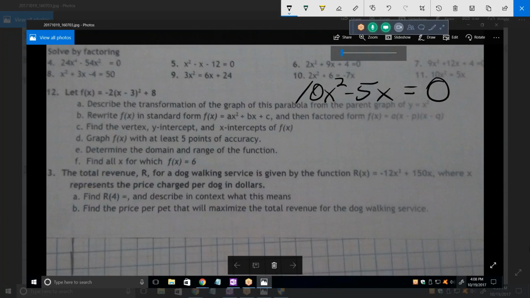Now, is there a greatest common factor? Yeah, x. Don't forget the variable. x is the greatest common factor. Remember, I'm looking for something that is the largest possible thing that divides into both terms evenly. What does that give me left over?